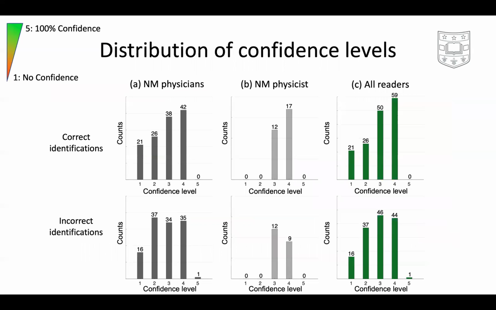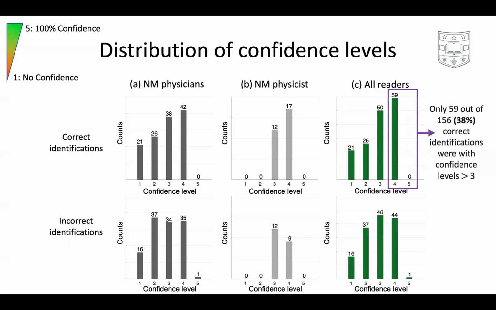This figure shows the distributions of the confidence levels for 5 nuclear medicine physicians, for 1 nuclear medicine physicist, and for combining all the readers. The upper and lower rows show the distributions when correctly and incorrectly identifying the image pairs. When considering all readers, we can see that among the 156 correct identifications, only about 38% cases were with confidence levels higher than 3. This result indicates that the readers were not very confident, even when they made correct identifications.